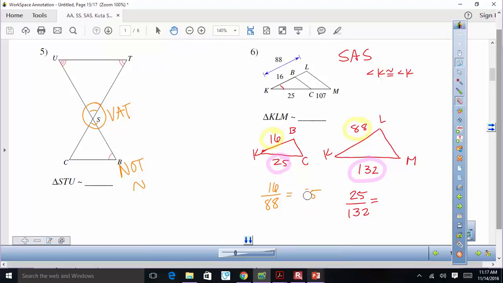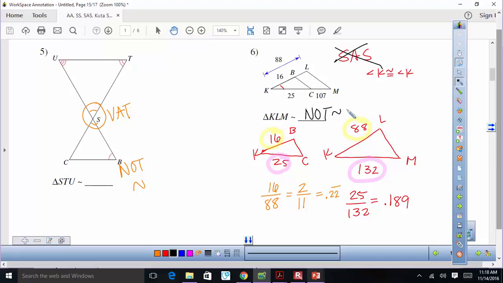Okay. So what is 16 over 88? 2/11. All right, and what about 25 over 132? Okay, so what did we get, though? Point 189. Okay, and what was this when you divided? 0.22 repeating. Okay, so do those match? No. So we couldn't prove it by side angle side. It would be not similar. So are y'all understanding what you're doing? Perfect.